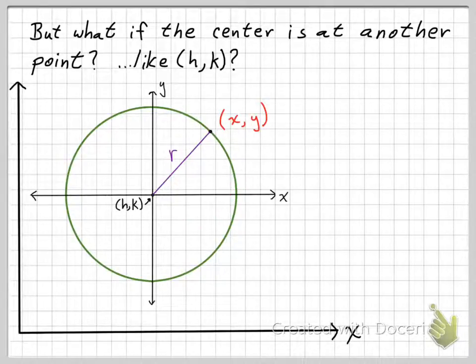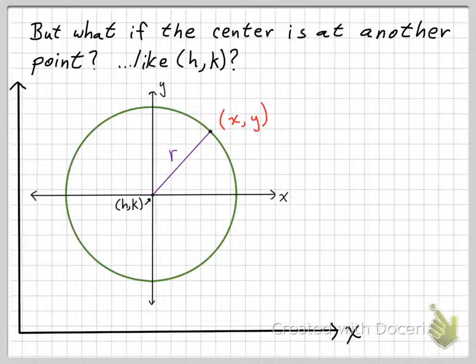But for the sake of this presentation, I will continue. This circle is exactly like the previous one, except now the center is not at 0, 0. 0, 0 would be right there, that would be the origin. So the center of the circle is no longer at the origin. It's at some other place. What is that other place? I don't know. It's (h, k).